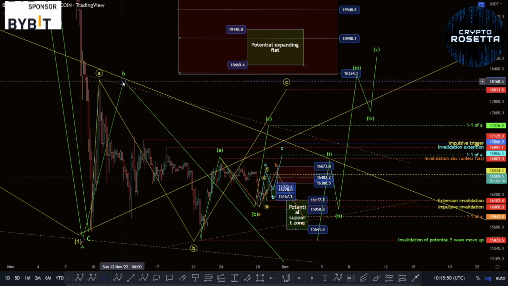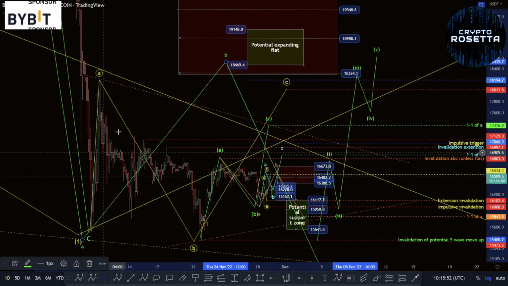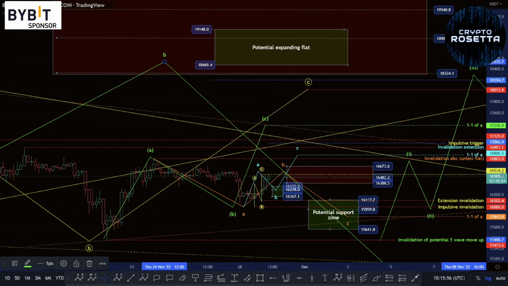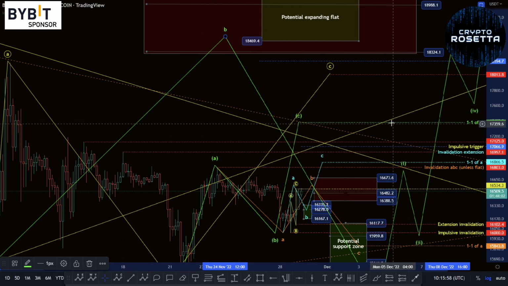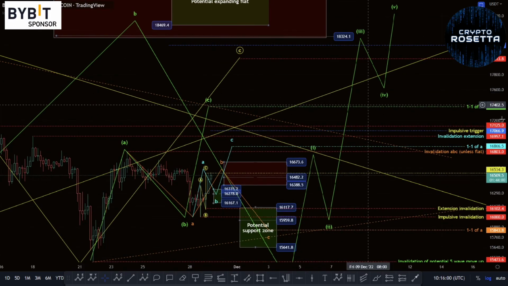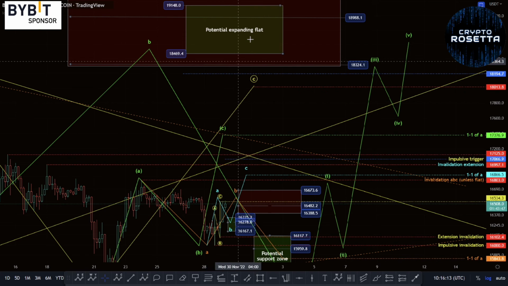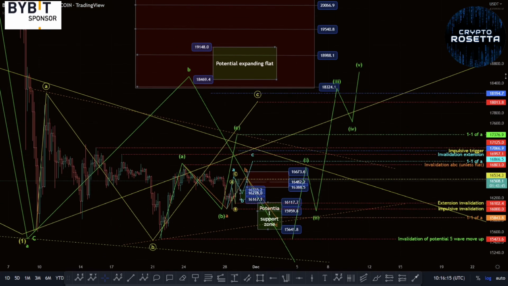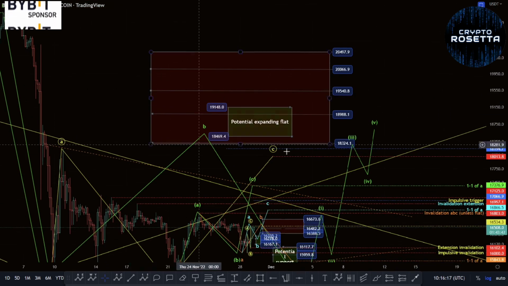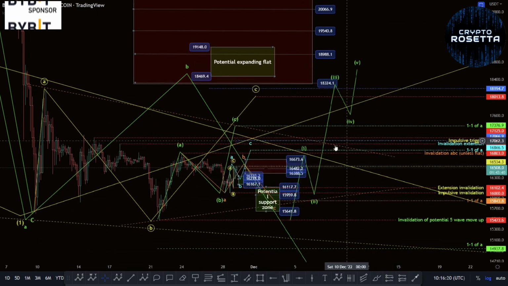So there's a lot of options that are currently around, so we're just going to keep track of them. But these are some of the things that I'm currently looking at. So this 1-to-1 area and this impulsive trigger up here. Should we move above this, then I would be looking at this more as a 1, 2, 3, 4, and a 5, and then that would take us up here into this potential B wave rejection area that we had marked up previously. So those are the things that I'm looking out for.